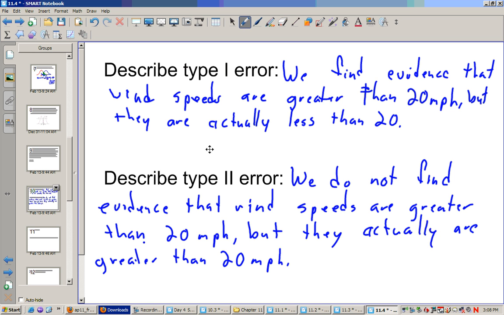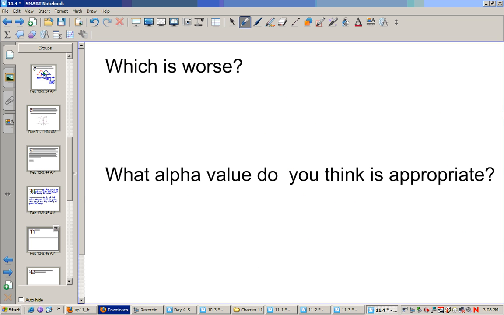However, spending millions of dollars and not making your money back, that's a pretty big deal. So which is worse? Type 1 error. Now what alpha level do you think is appropriate? If type 1 error is a big deal, we know our type 1 error is the same as our alpha level. So we want a very, very small alpha level, 0.01, maybe even 0.001. We want it to be a very small alpha level.